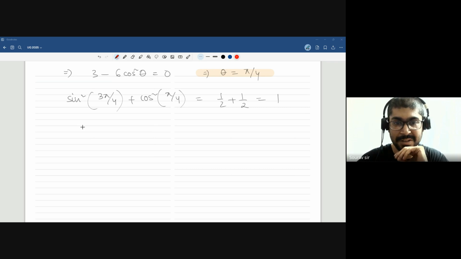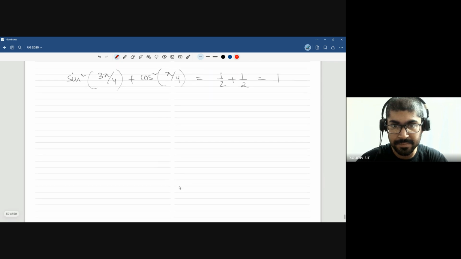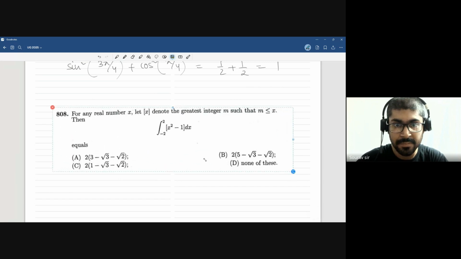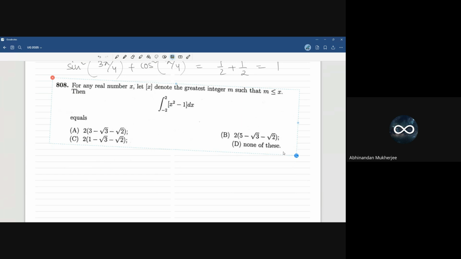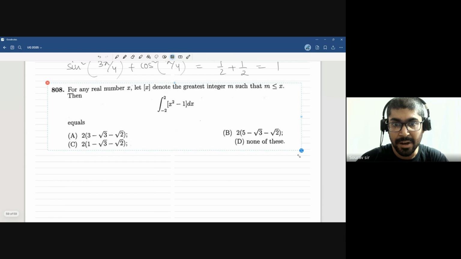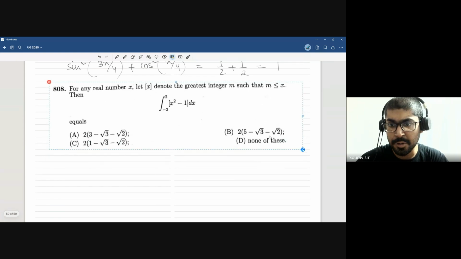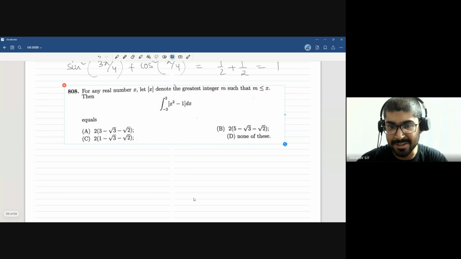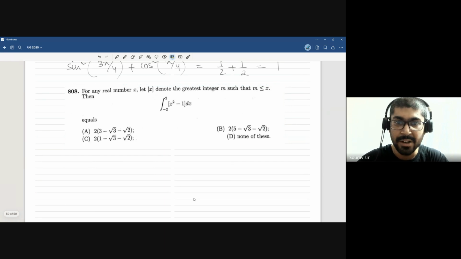All right. So the first question was, let me paste it here. Yes, this one. So others try. I already gave you the hint. The question says for any real number x, let box x denote the greatest integer m such that m is less than or equal to x. You know what box x is, even if they do not define it. What is this integral equivalent to?